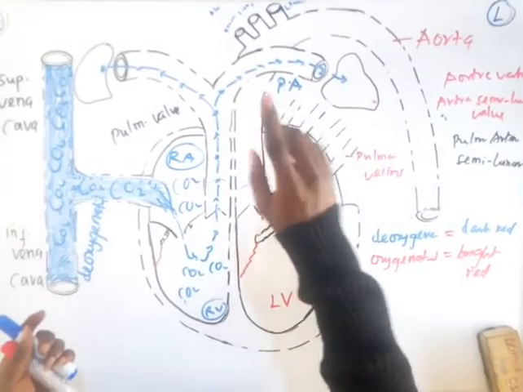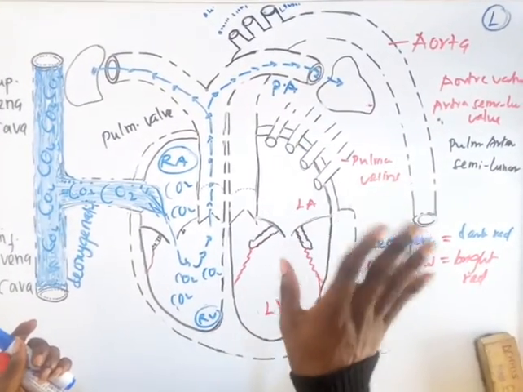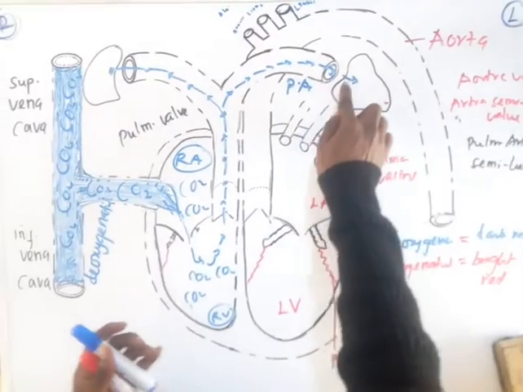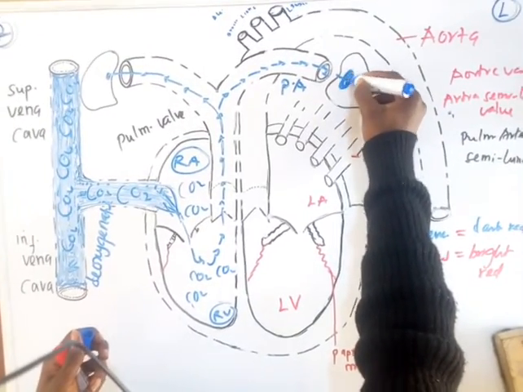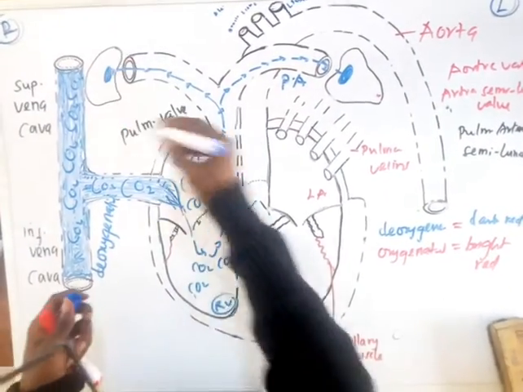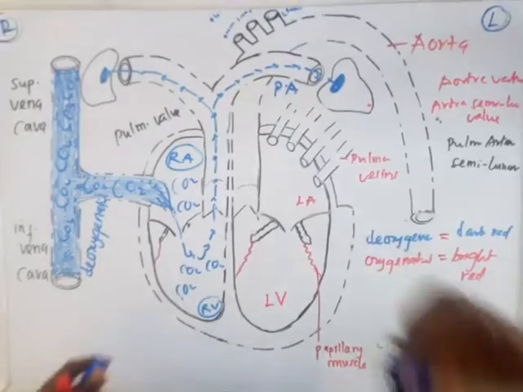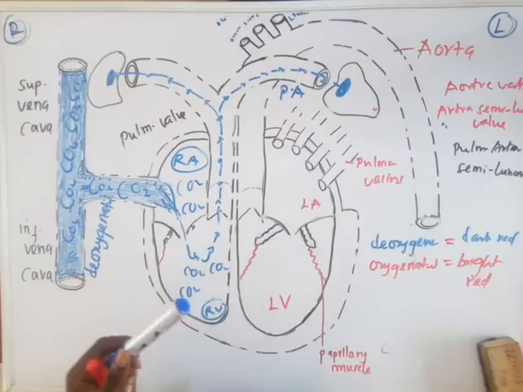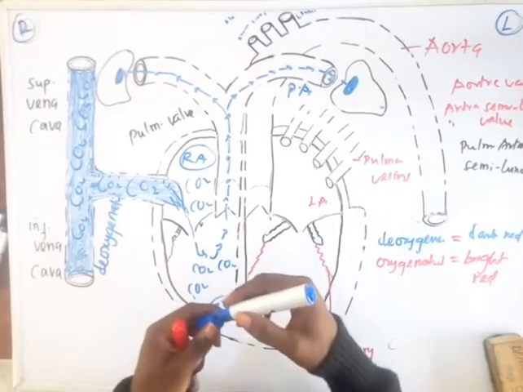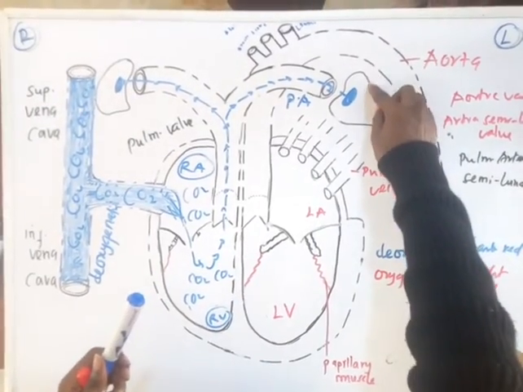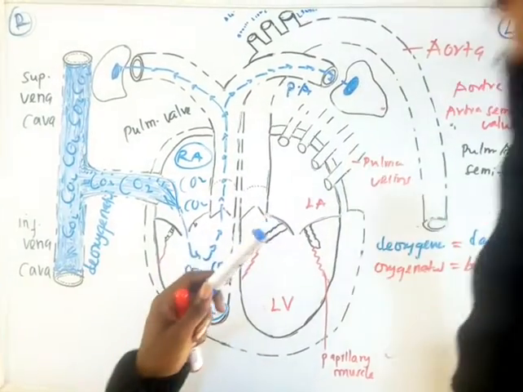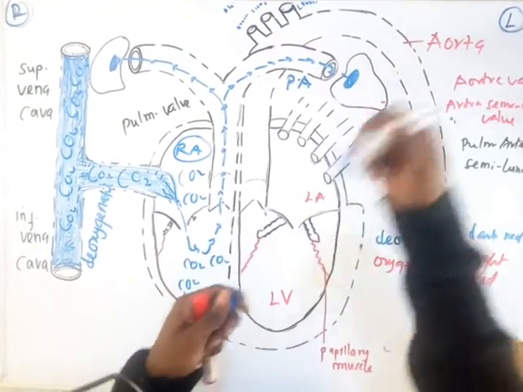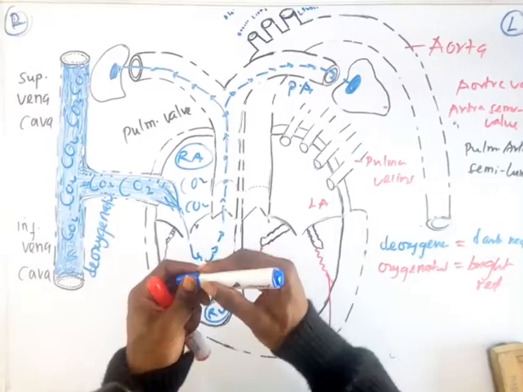But CO2 is harmful to the body, toxic. Then it goes to the lungs with the deoxygenated blood. In the lungs we have the respiratory system, right? We have the bronchi, the bronchioles, and then the alveoli. There is gaseous exchange, where oxygen from breathing diffuses in.